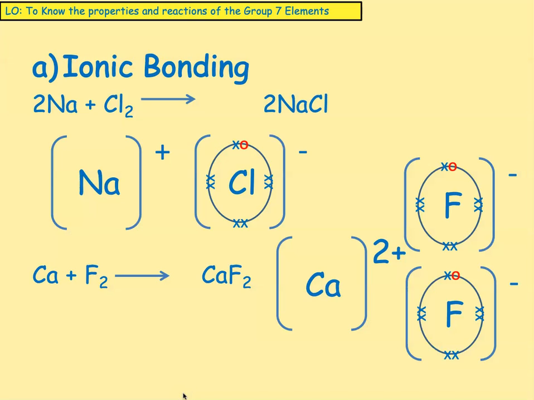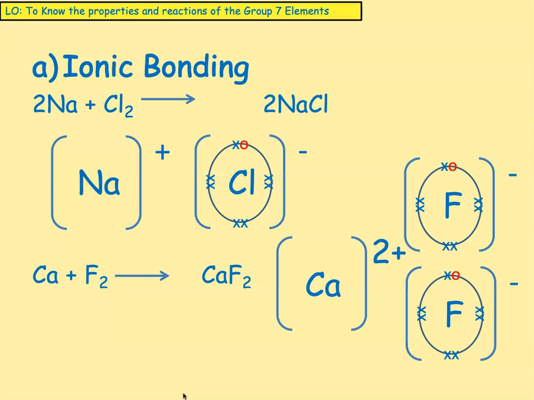So let's have a little look. We've got ionic bonding here where we've got sodium and chlorine. So sodium is giving its outer electron, its 1 electron, to chlorine, and that becomes a sodium ion and a chloride ion.